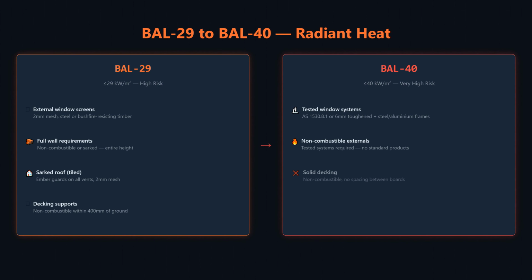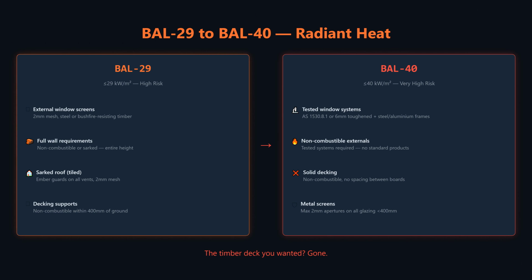You're now defending against serious radiant heat. Windows need external glazing protection screens, steel or bushfire resisting timber frames with 2 mm corrosion resistant mesh. Wall requirements now apply to the full wall height, not just below 400 millimeters. Your entire roof must be sarked if tiled. Fascias and barge boards need to be bushfire resisting timber or metal, and every vent needs ember guards with 2 mm mesh.